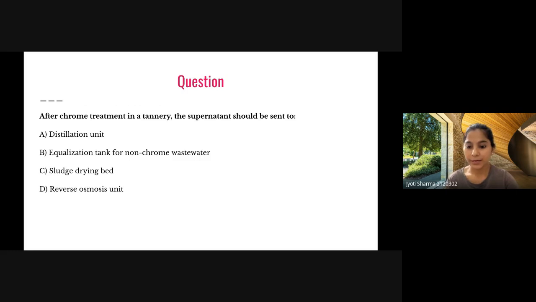Okay, so Dia gave me B answer. So yes, Venkatesh also gave me B. So the supernatant, after removing the chrome, so that wastewater should go to the equalization tank, and that wastewater right now doesn't have the chrome because chrome has been recovered.